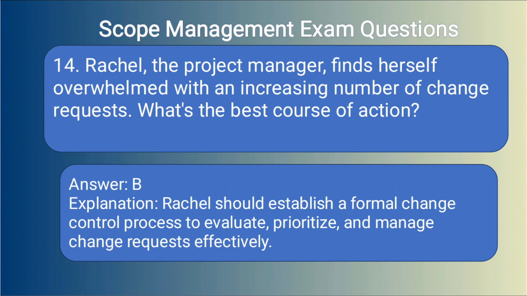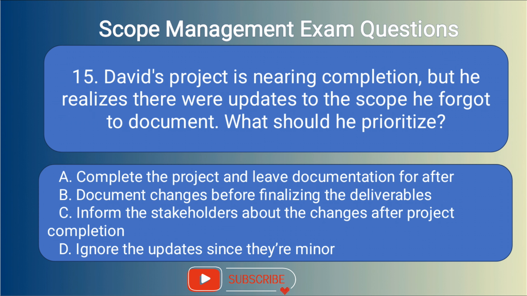Answer B. Explanation. Rachel should establish a formal change control process to evaluate, prioritize, and manage change requests effectively. 15. David's project is nearing completion, but he realizes there were updates to the scope he forgot to document. What should he prioritize? A. Complete the project and leave documentation for after. B. Document changes before finalizing the deliverables. C. Inform the stakeholders about the changes after project completion. D. Ignore the updates since they're minor.